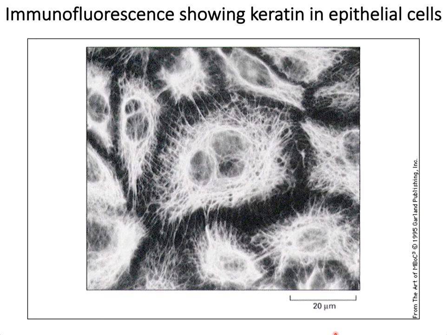Keratin is abundant in epithelial cells, especially in the skin cells. This is an immunofluorescence micrograph showing the keratin in epithelial cells, and we are very familiar with keratin, the presence of keratin in our nails, on our skin cells, and also in the cells which make up the hair. This concludes Module 4, Part 2.